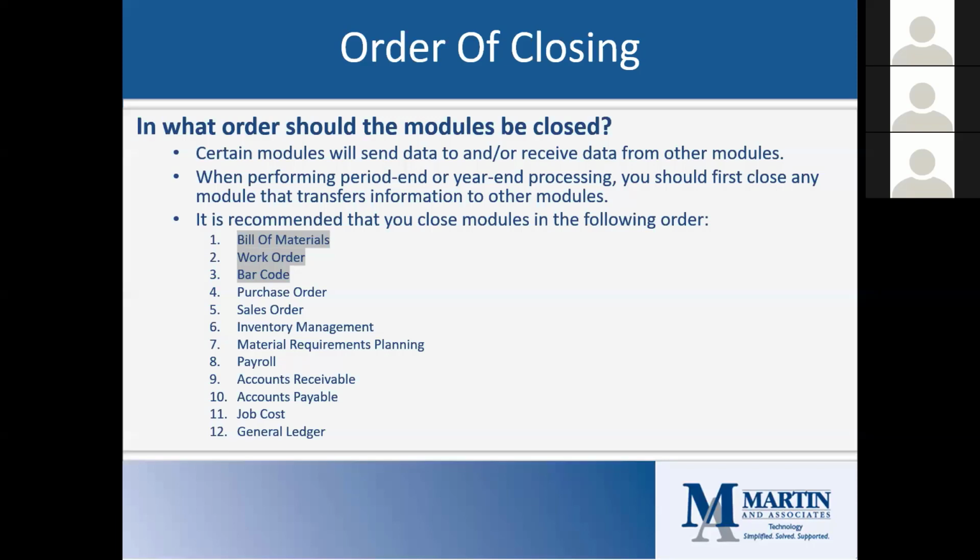Looking down this list, you'll notice that sales order and purchase order get closed before inventory because data from those two modules flows into inventory. Same thing with accounts receivable and accounts payable, which get closed before general ledger, and job cost too, because it sends data there. The general ledger module is always going to be last because everything funnels down into that module in terms of journal entries and whatnot. So that's the recommended order of closing.